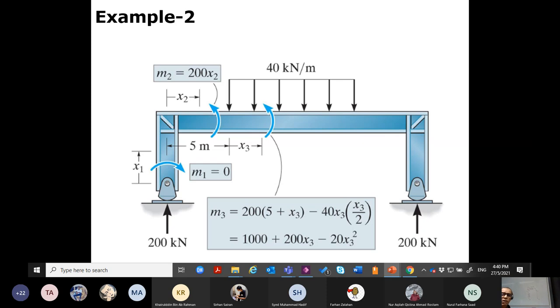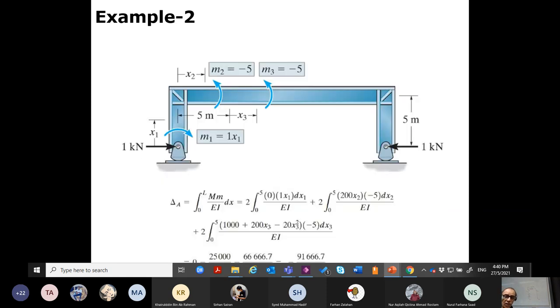Again, for the column, there will be zero, right? So we have a moment equation for the beam, which are two. This equation is valid from here to here. The same equation will be valid from here to here. And for this middle half, where it is only this, it is this equation.